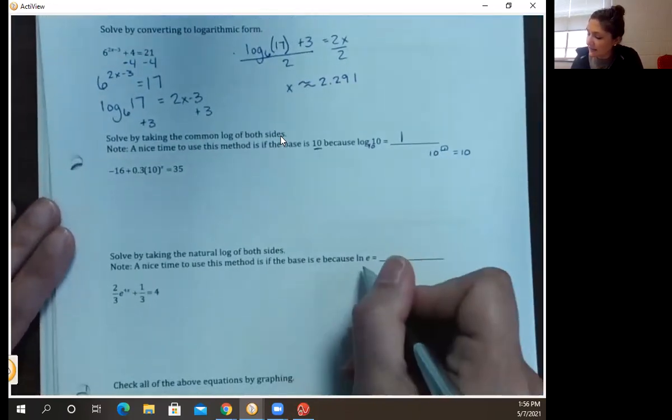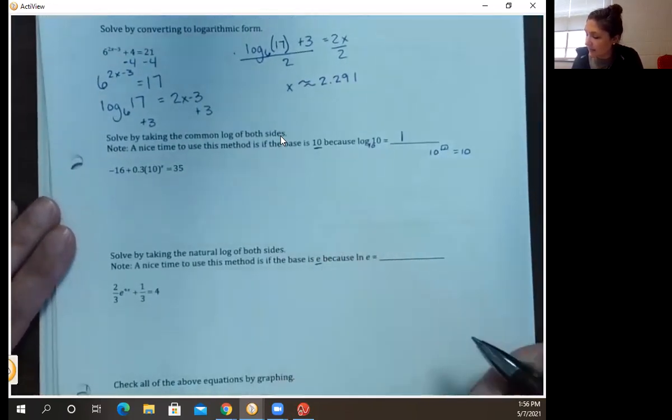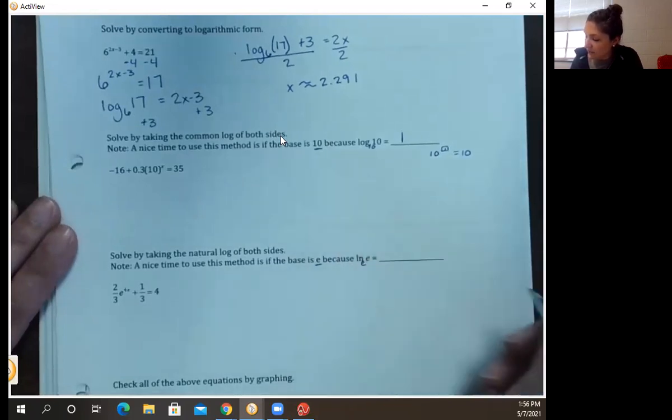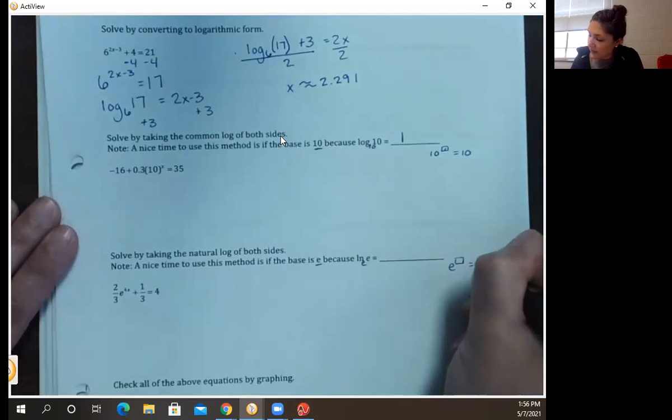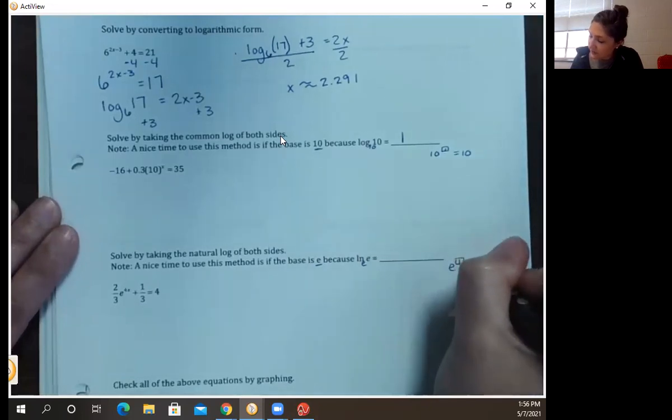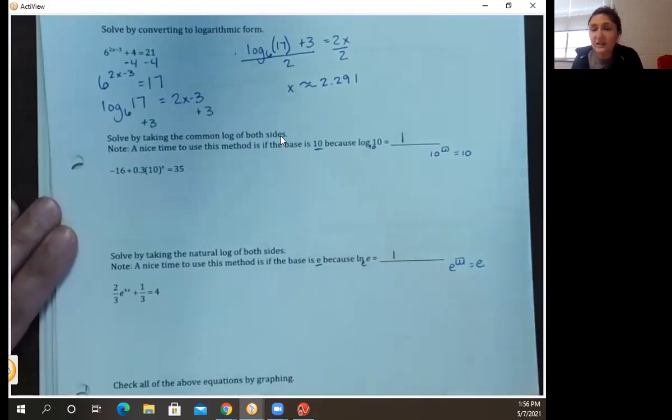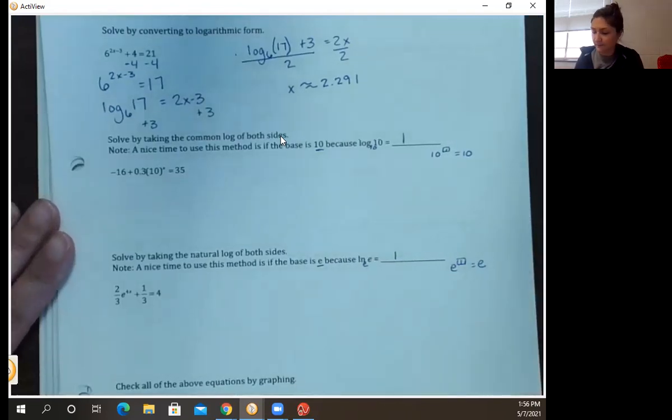For the same reason, it's nice to take a natural log when my base is e, because remember the base for natural log is e. So I'm saying e to what power would give me e? Well, e to the first power. So this simplifies to just 1. It makes my work a little bit easier.